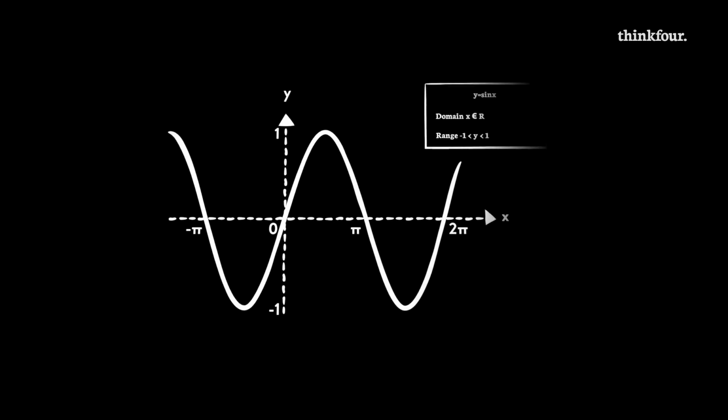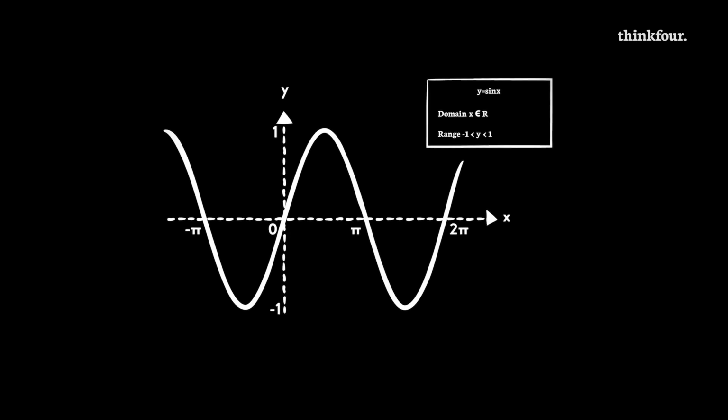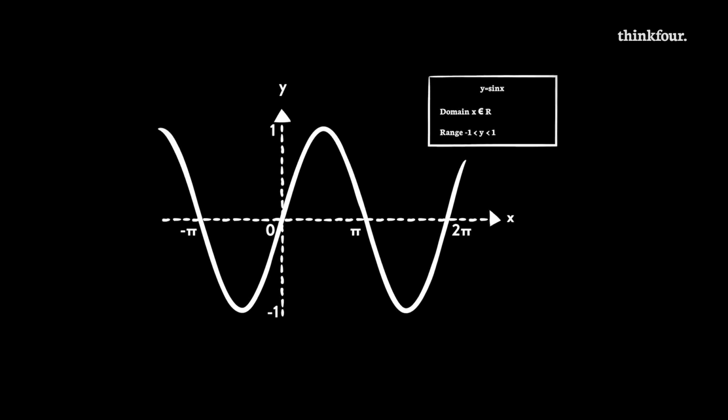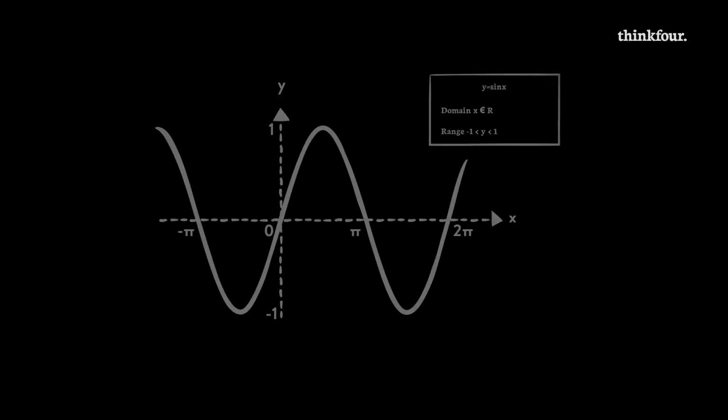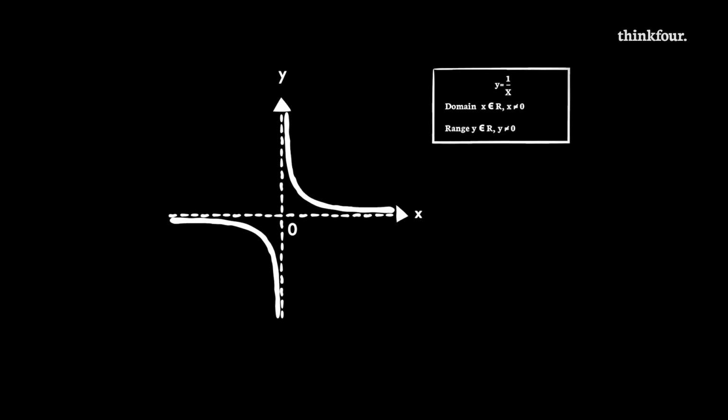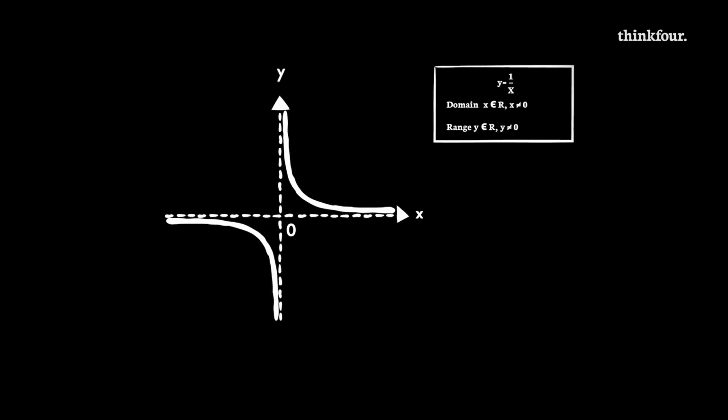In this one, we see the graph of y equals sine x. The domain is all real values of x, and the range is between 1 and -1. In this last one, we see the graph of y equals 1 over x. The domain is all real values of x, excluding x equals 0, and the range is all real values of y, excluding y equals 0.